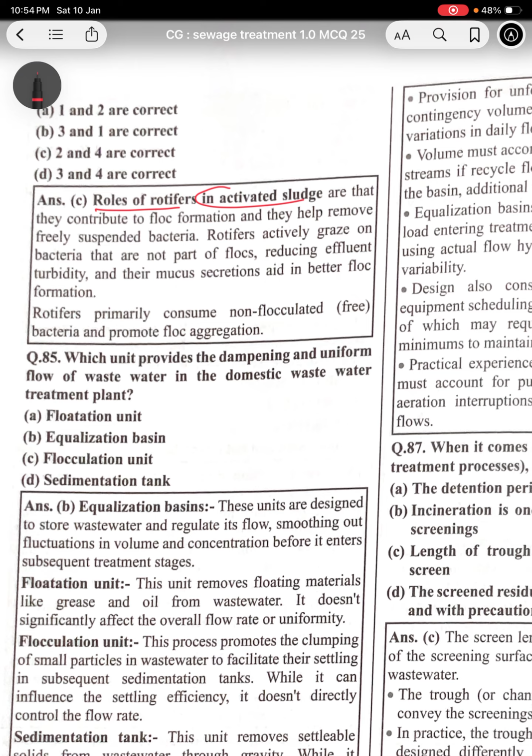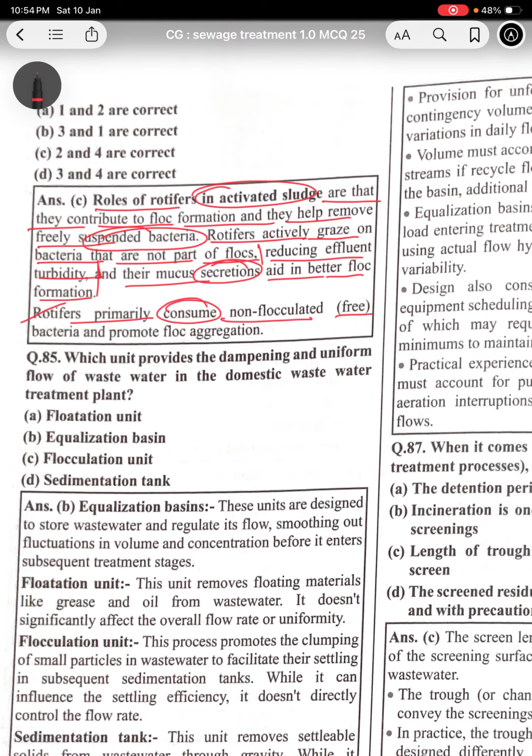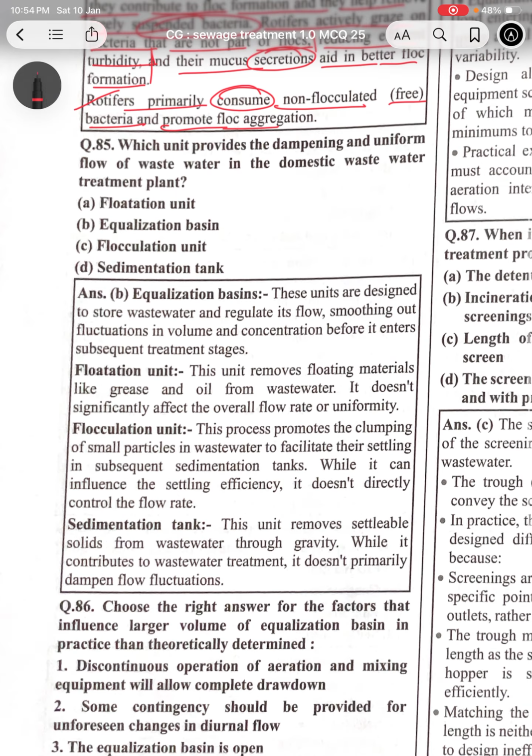The roles of rotifers in activated sludge are that they contribute to floc formation and they help remove freely suspended bacteria. Rotifers actively graze on the bacteria that are not part of the floc, reducing effluent turbidity. Their mucus secretions aid in better floc formation. Rotifers primarily consume the non-flocculated free bacteria and promote floc aggregation.